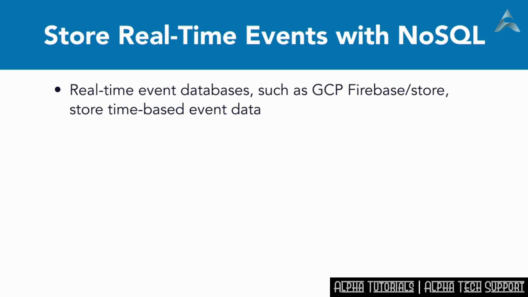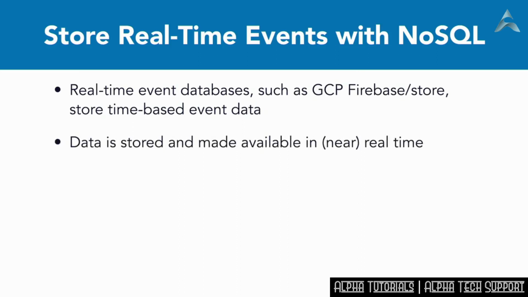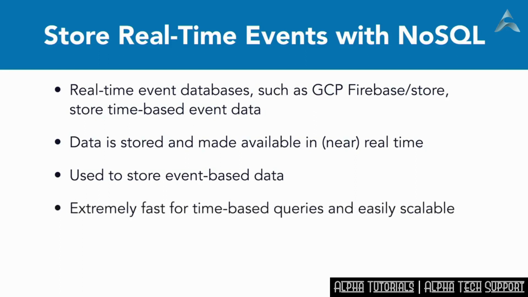And we'll start with looking at two versions of a popular GCP NoSQL event database, Firebase and Firestore. The idea with this is we're going to store time-based event data. Depending on whether it's Firebase or Firestore, data will be stored and made available in either real-time or near real-time. This is used to store event-based data, so jagged data, keys, and varying values. So it's kind of a variant of wide column and key value. This is extremely fast for time-based queries and easily scalable. And again, it's not transactionally consistent.